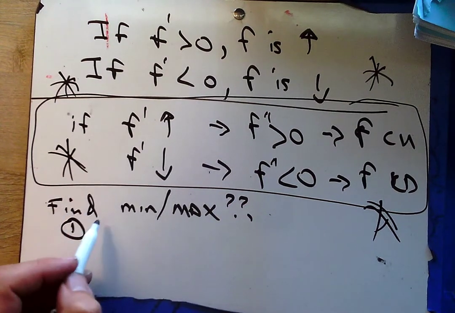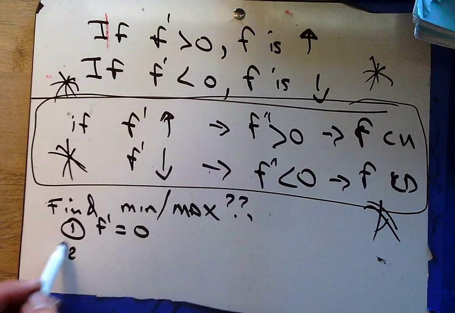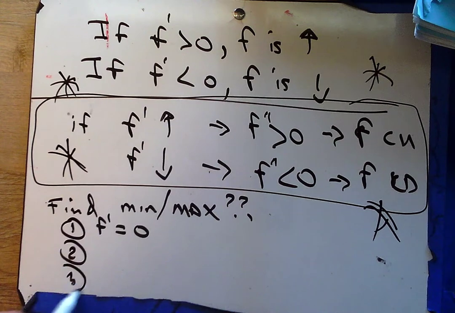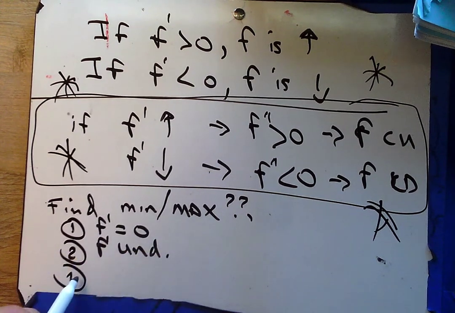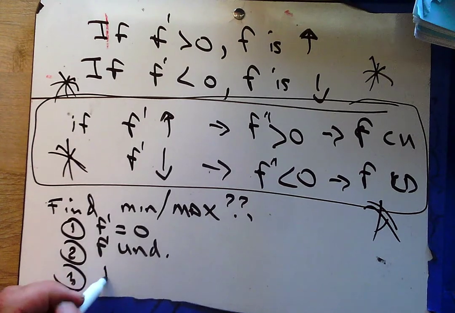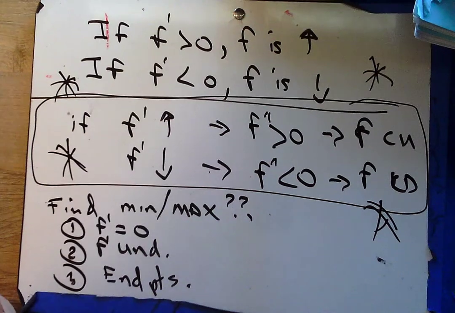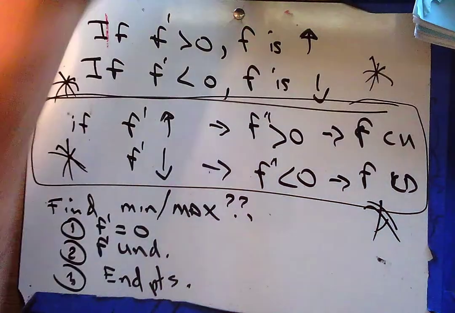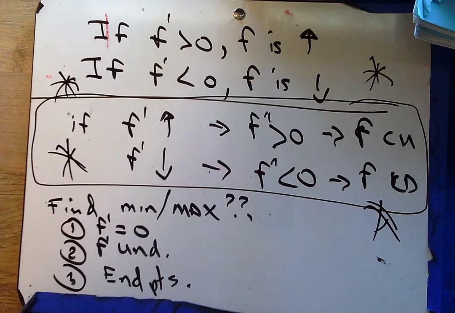Mins and maxes can occur at f prime equal to 0, but where else? That's right, f prime undefined. And finally, endpoints. Endpoints of a bounded interval. Good. Okay. How do I know, just because f prime is undefined or f prime is equal to 0, whether I have a min or a max?